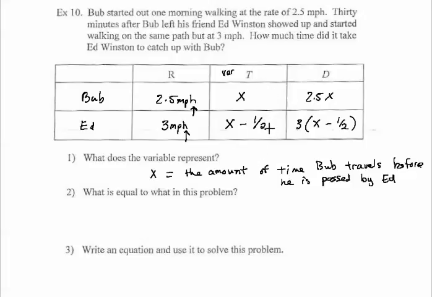So I want x to be in terms of hours, and so instead of putting 30 here, I put a half, because 30 minutes is a half hour. And Ed's time is shorter, so we subtracted a half.